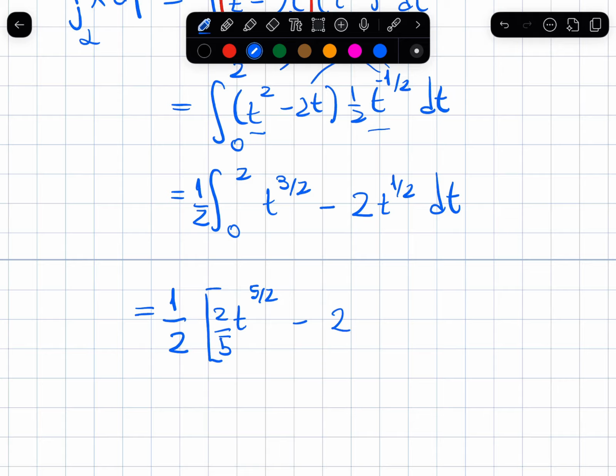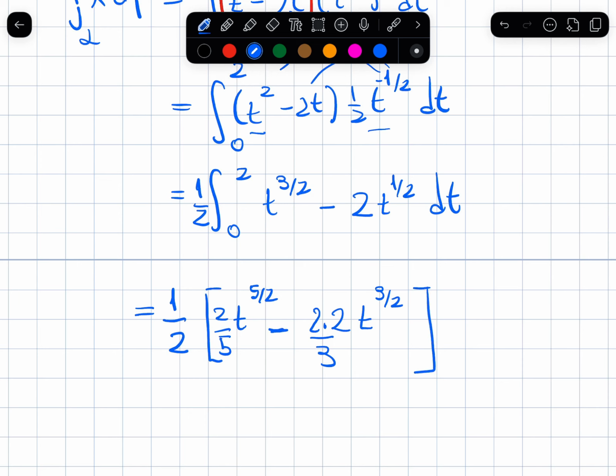And then 2t. And then I add 1 to this power. It becomes 3/2. And then I divide by 3/2, which is the same as multiplying by 2/3 right here.